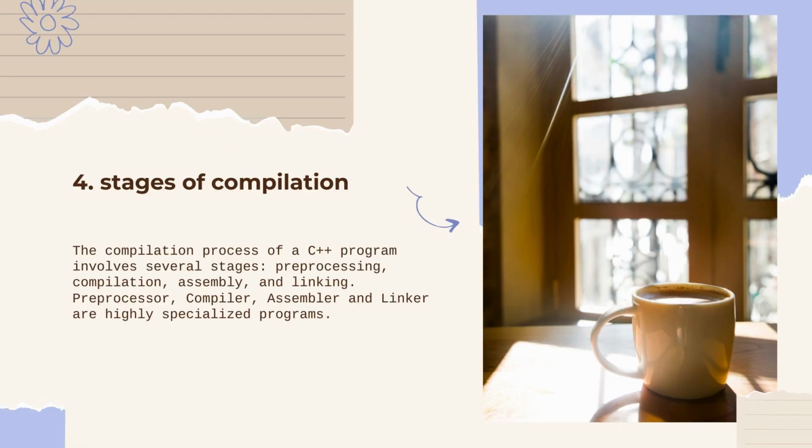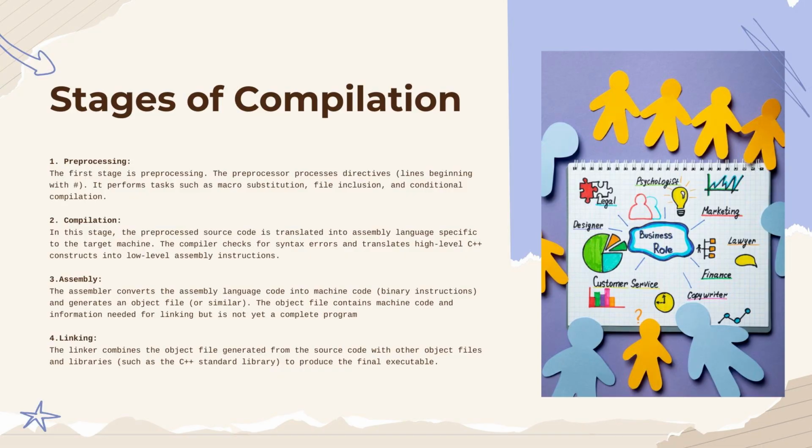There are four stages of compilation process and four highly specialized programs are involved in the compilation process. These are preprocessor, compiler, assembler and linker. Let's dive deeper to see what each one of these does.